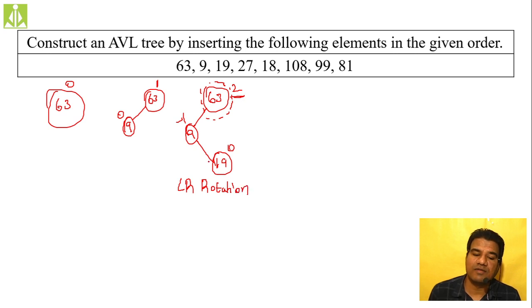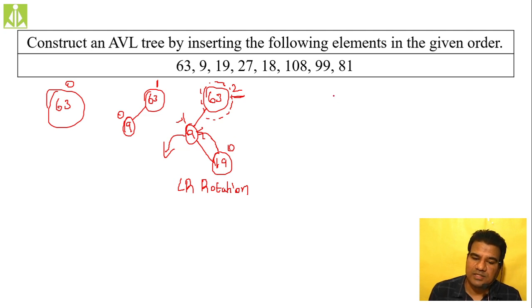That LR rotation is a combination of two. When you are performing left rotation, don't consider the critical node. And when you are performing the right rotation, consider the critical node. So first I have to move in this way. 9 will come over here, 19 will go up. In this way I have to move.